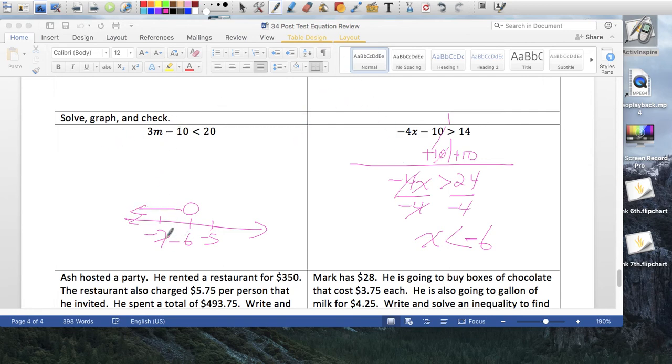So if we check, let me pick negative 7. So x equals negative 7, okay? So negative 4 times negative 7 minus 10 is greater than 14. Let's see if that's true. Negative 4 times negative 7 is positive 28. A negative times a negative is a positive. 4 times 7 is 28. Minus 10, greater than 14. 28 minus 10 is 18, and that's greater than 14. So that is true.